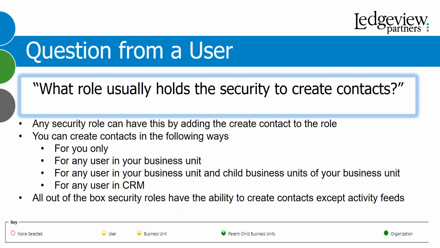And then the parent-child business unit, simply what that means is if there are business units under LVP webinar and I'm in LVP webinar, I can change for everyone who owns a record that's in my business unit and all the child business units. And then the easiest one is organization, for everyone in CRM. So all out-of-the-box security roles have the ability to create contacts except activity feeds. That one's just very unique, only to activity feeds.